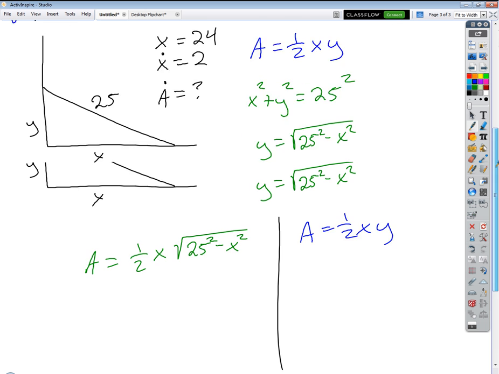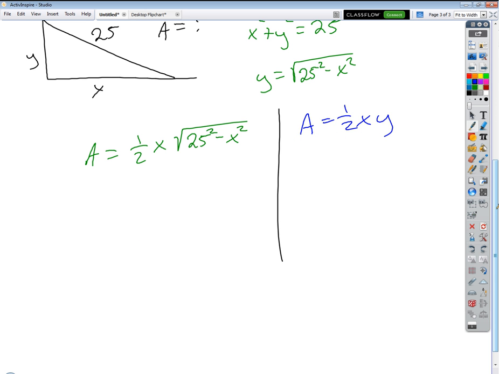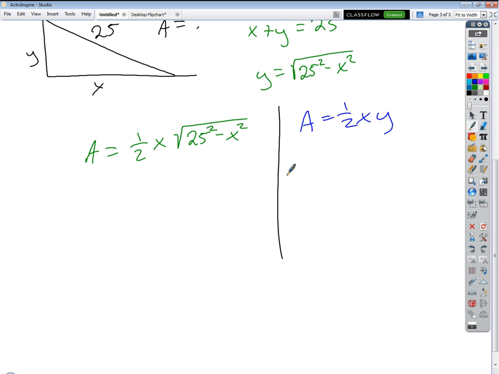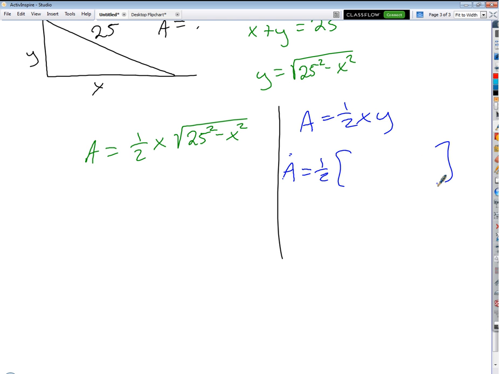So this is going to be an ugly one to do. This is actually pretty easy to differentiate, right? So if we differentiate this, what do we get? A dot equals 1/2, we'll leave that out front, times X, Y.